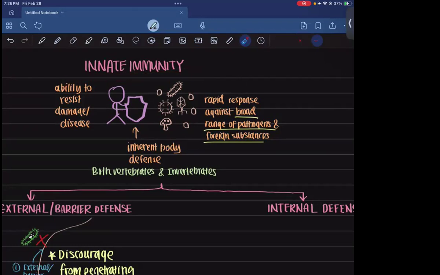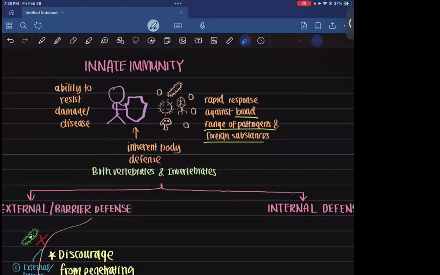Innate immunity means, again, this is also resistance. Everything in immunity is resistance against foreign substances. So this is basically the ability to resist damage or diseases. Damage means injuries, and diseases means the ones caused by pathogens and foreign substances. So how are they going to resist them? There will be some inherent body defense. That means you will have some body defenses which are already present in your body.